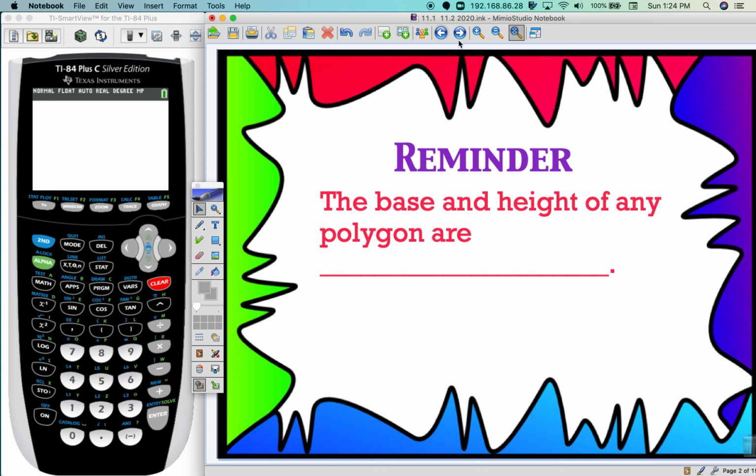Big reminder to get going, the base and the height of any polygon, I'm going to just write the symbol rather than the word, but they are always perpendicular. So what that amounts to is that a lot of times there are hidden right triangles in these pictures, and sometimes you have to do something with right triangles on the side to come up with a necessary measurement. And again, we'll get a lot of practice with that as we go through these examples.